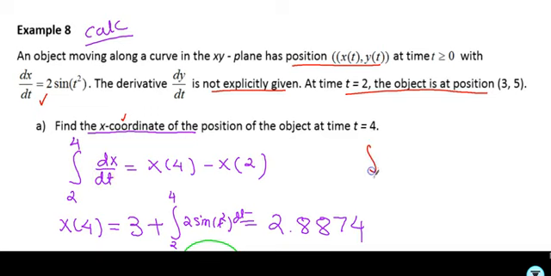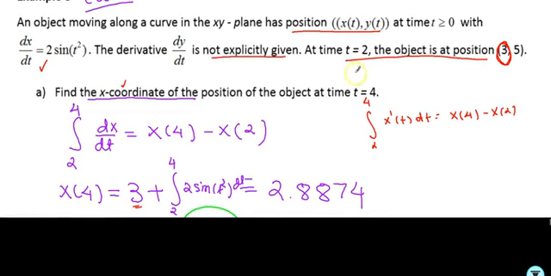The integral of x prime of t dt is equal to x of 4 minus x of 2. And this is your x of 2. You have to consider 3. Now in this case, you have to add because you are at 2 and you are going forward, at t is equal to 4. That's the reason we are adding 3. So 3 plus the integral from 2 to 4 of x prime of t, using the calculator.